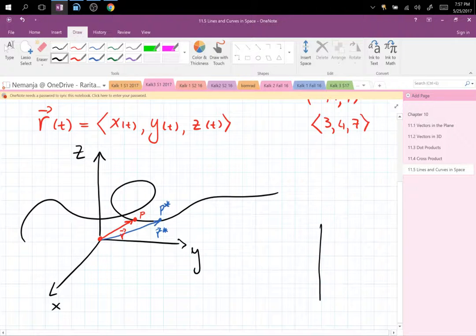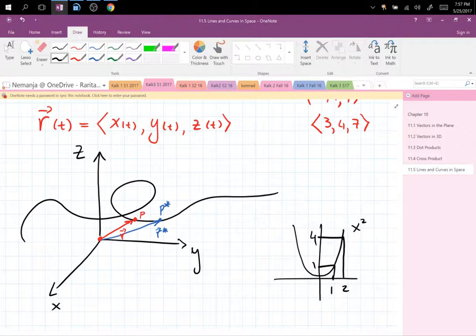So previously, let's say you had x squared. For 1, you get 1 back. For 2, you get 4, and so on. So your input was directly x and the output was y. Now your input is t, and the output is the vector which ultimately gets you at the tip of the vector, the point which lives on that curve.